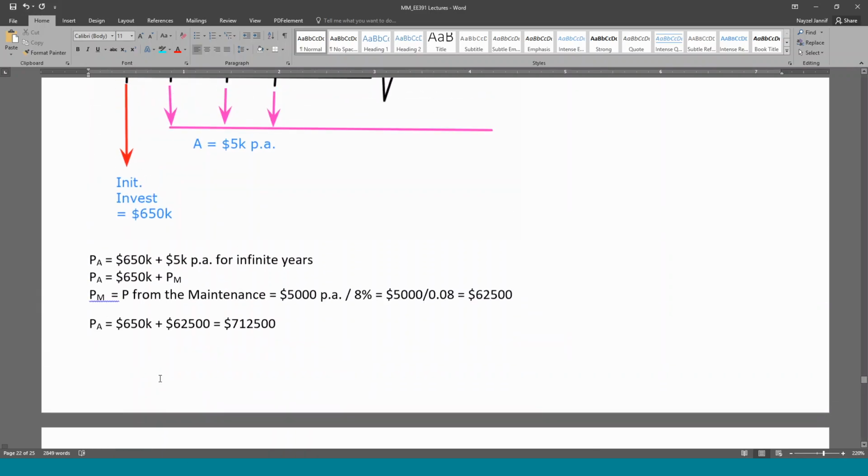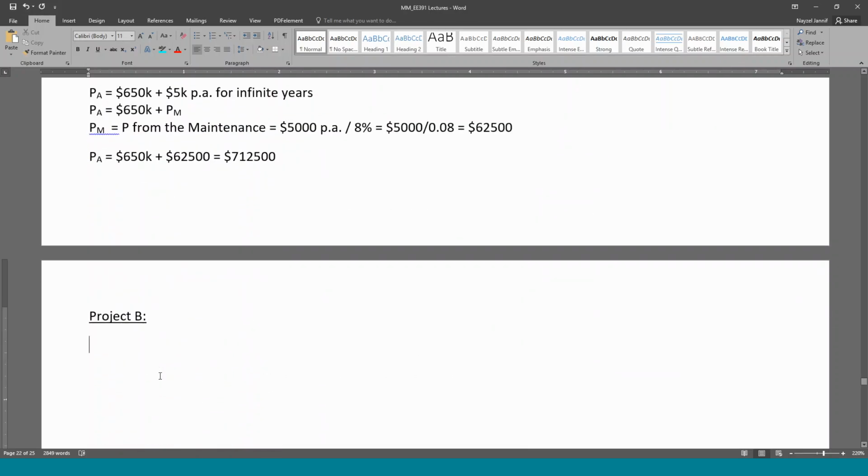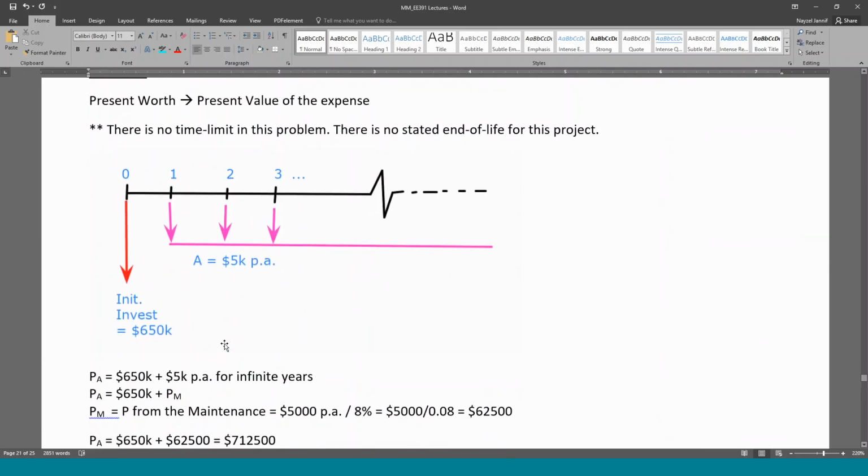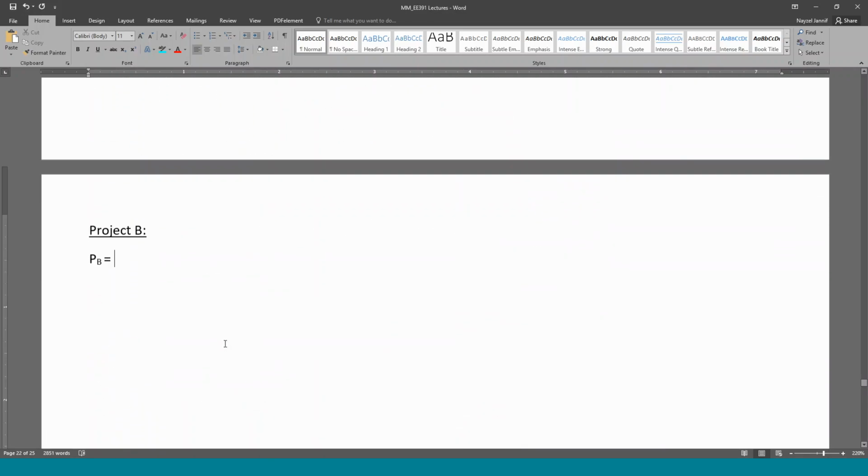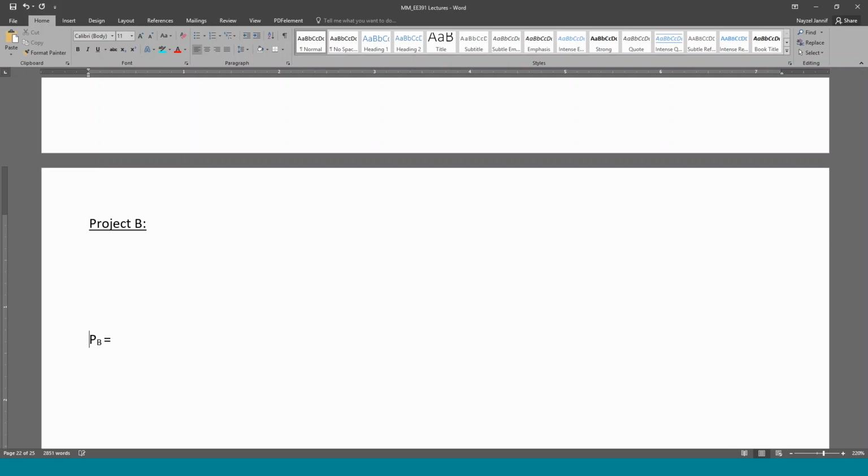So project B. PB, right? That's the present value from B. Present worth. When we say present worth, basically we are referring to a scenario where you have a thing, all right? Let's do a quick timeline, a cash flow diagram. Remember, in your exam scenario, you will always have to have some cash flow diagram.